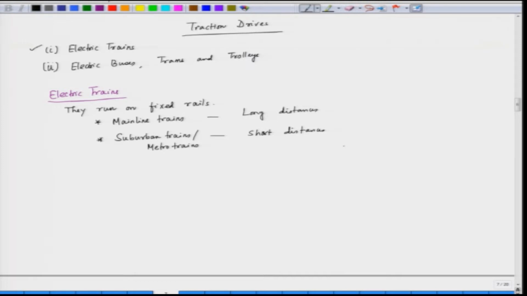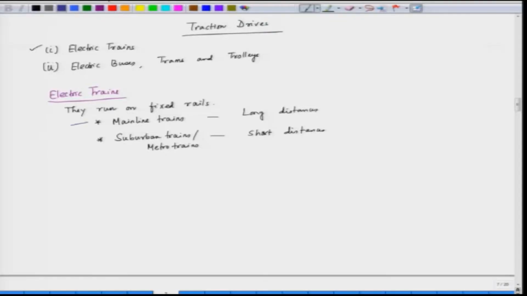Usually for long distance trains, we do not have frequent starts and stops. The number of stops is limited. On the other hand, in suburban trains, the local trains or metro trains, there are a number of starts and stops. So, we need to accelerate and decelerate the suburban trains more frequently than the main line trains. We will be discussing first the main line trains.